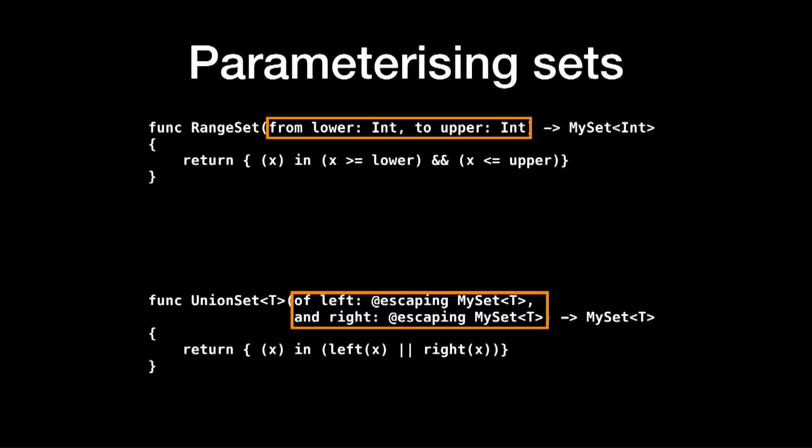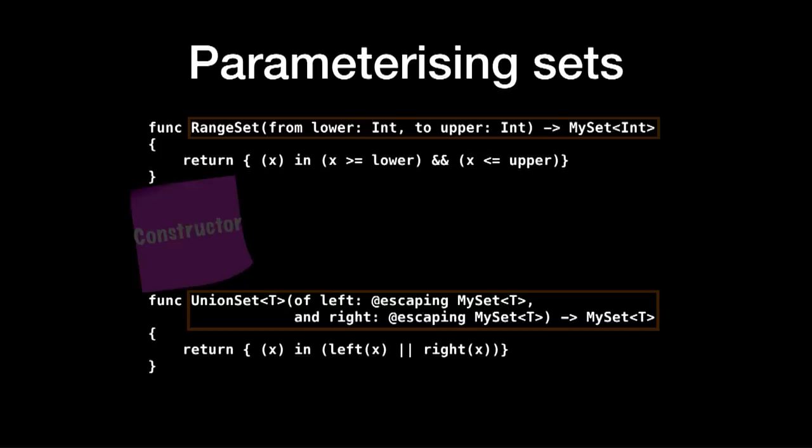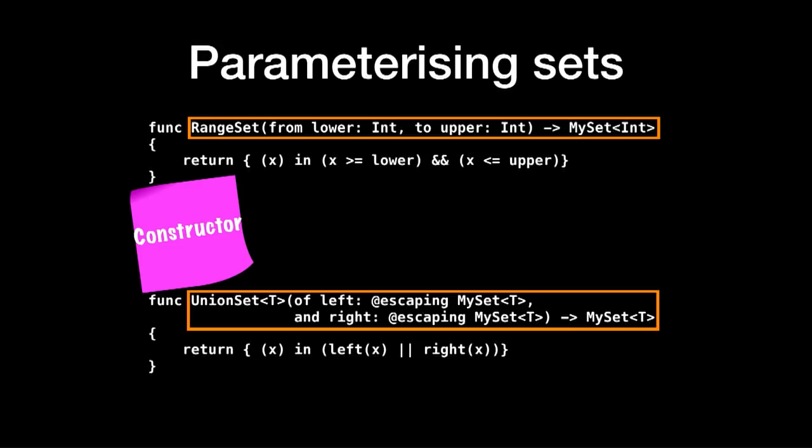So we might want to call these things instance variables, because if we look at the two implementations, the two closures in there, they're both using those to configure their own behavior. So these are the instance variables of those sets. And then we've got functions that are configuring these things, setting up their instance variables, and then returning these instances. So we might want to call these constructors.